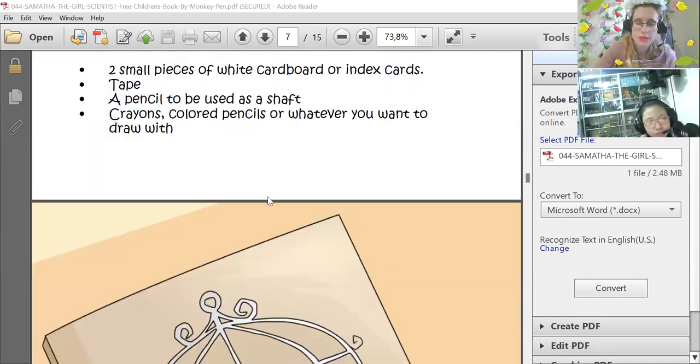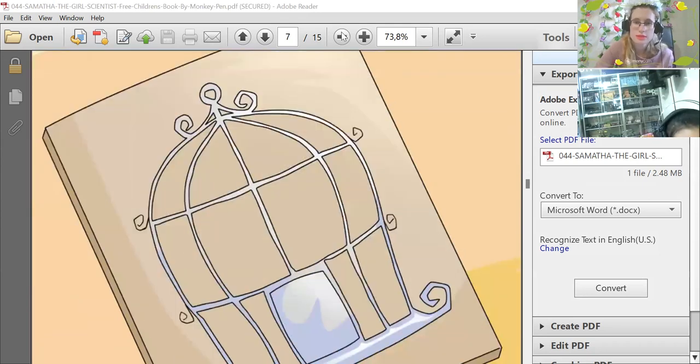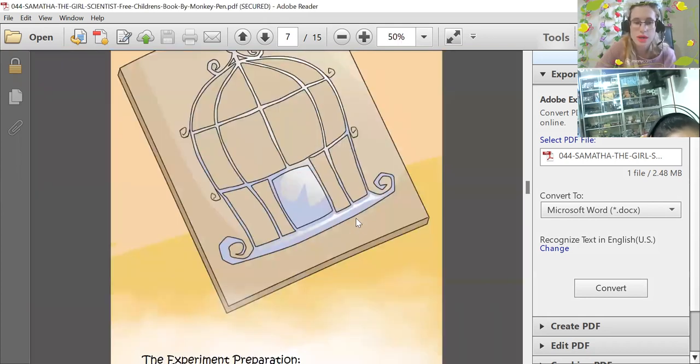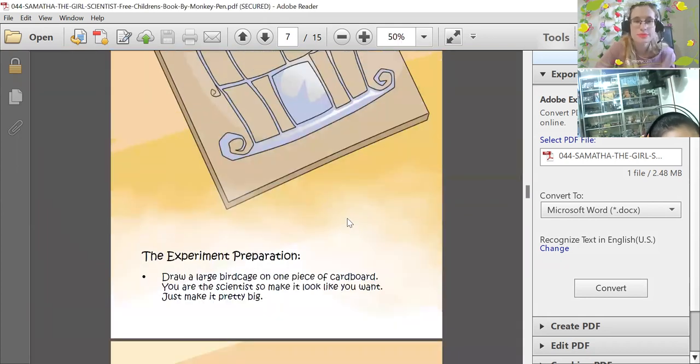Good work. Okay, look at this. Wow, a bird cage. Okay, let's read. The experiment preparation. Draw a large bird cage on one piece of cardboard. You are the scientist, so make it look like you want. Just make it really big. Good work.